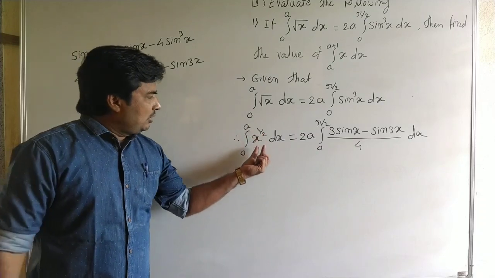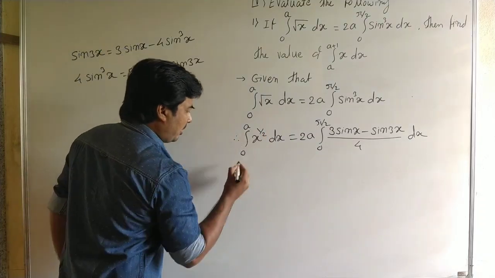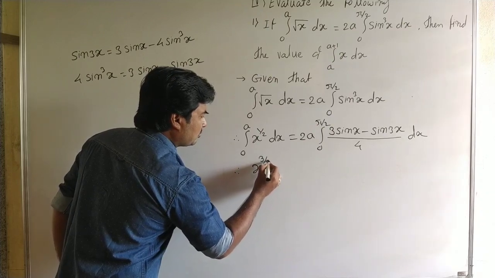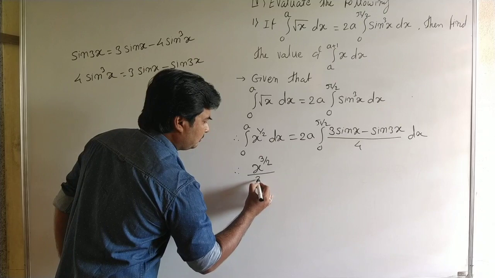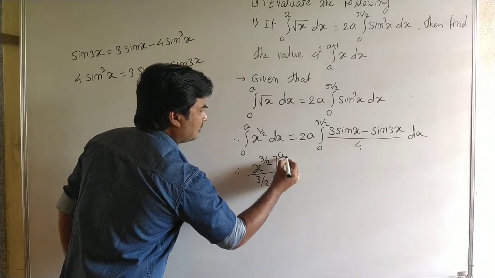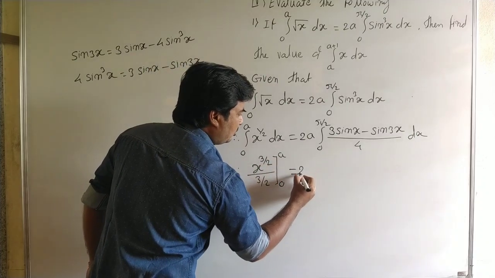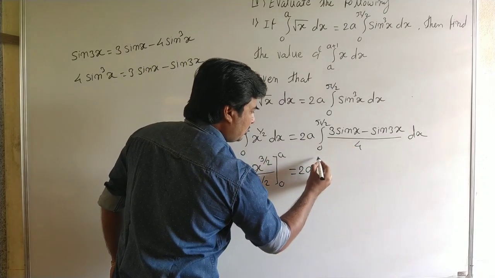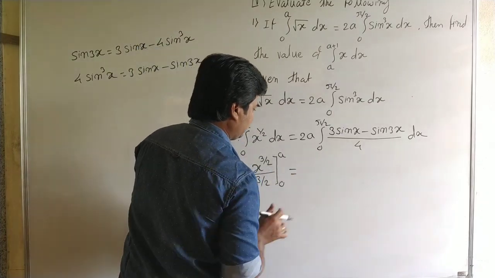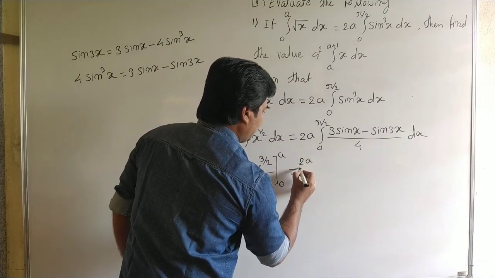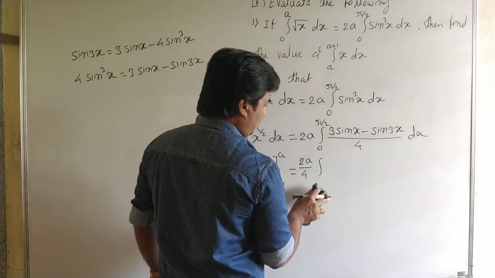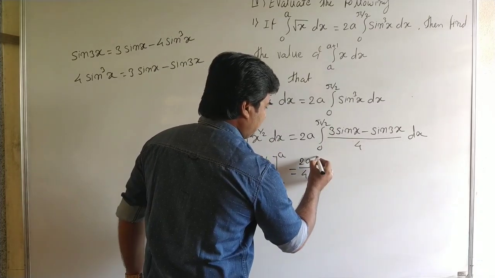And now evaluate this integral. It is x to the power n, so see carefully, it is x to the power n plus 1, that is 1 by 2 plus 1, which is 3 by 2, upon 3 by 2, and limit 0 to a, is equal to 2a as it is. This 4 is a constant, so we take 4 common. Therefore here we can write 2a upon 4 integral 0 to pi by 2. Now we find the integral.